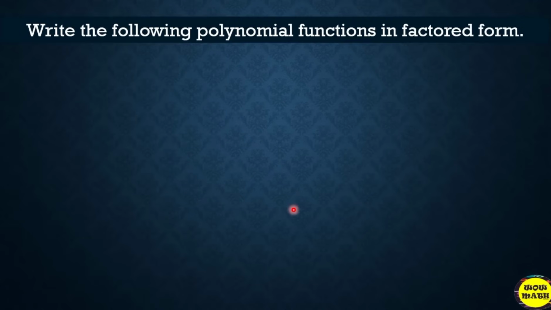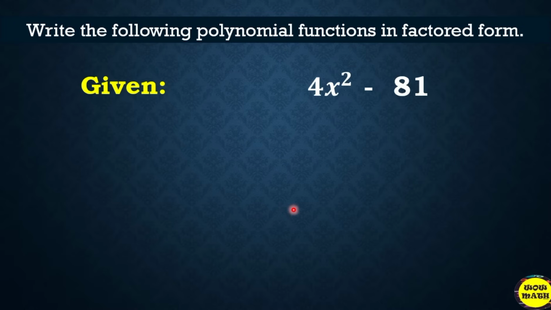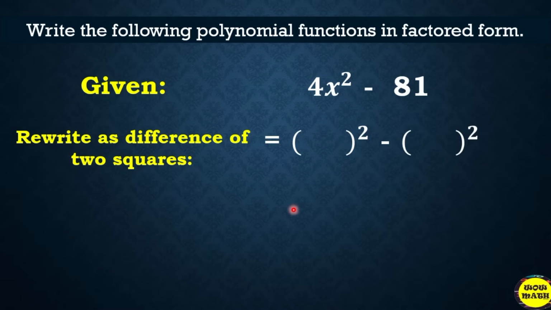Okay, so write the following polynomial functions in factored form. So this time, we will be writing the given polynomial functions in factored form. If I have here 4x squared minus 81, this is an example of difference of two squares. So kapag difference of two squares, rewrite natin siya as a square. Okay, so i-squared natin ito.